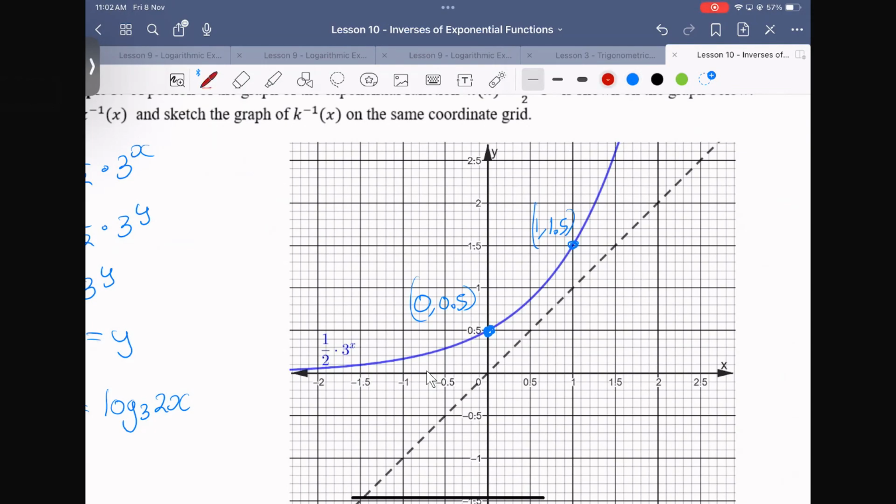So we need to switch the domain and range, and we have 0.5, 0. So that's going to be there, 0.5, 0. And we're going to get 1.5, 1. So is that here? We get 1.5, 1. And then the graph, notice the asymptotes.